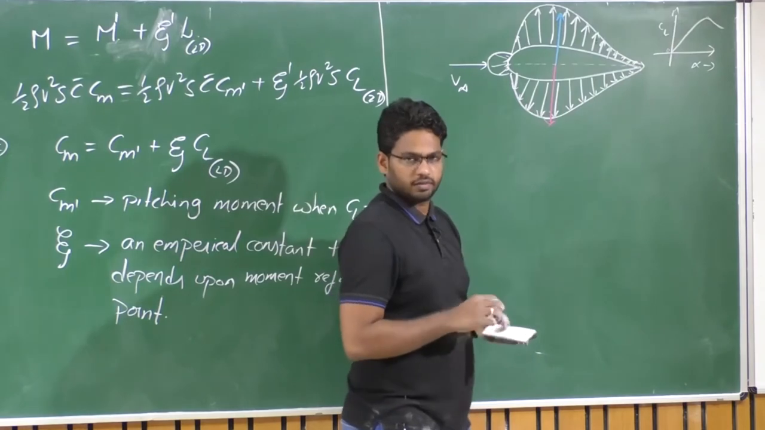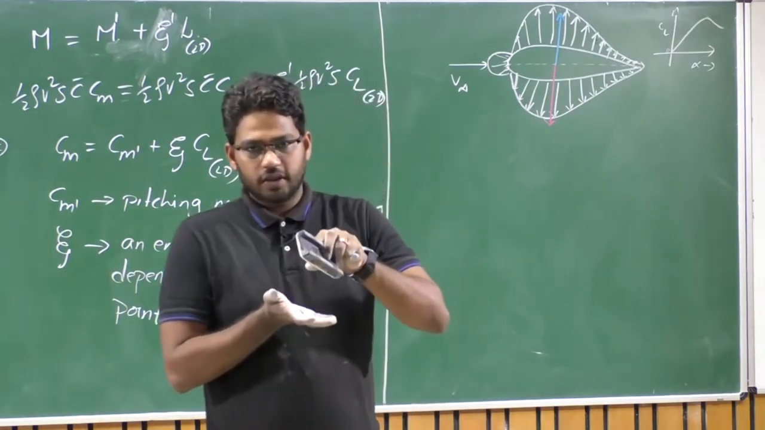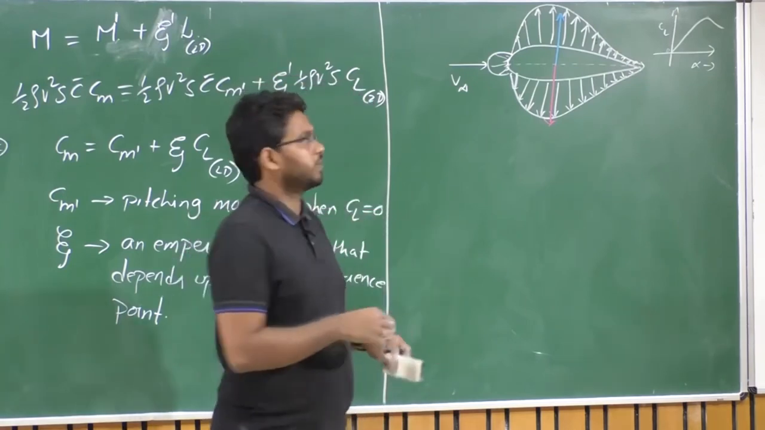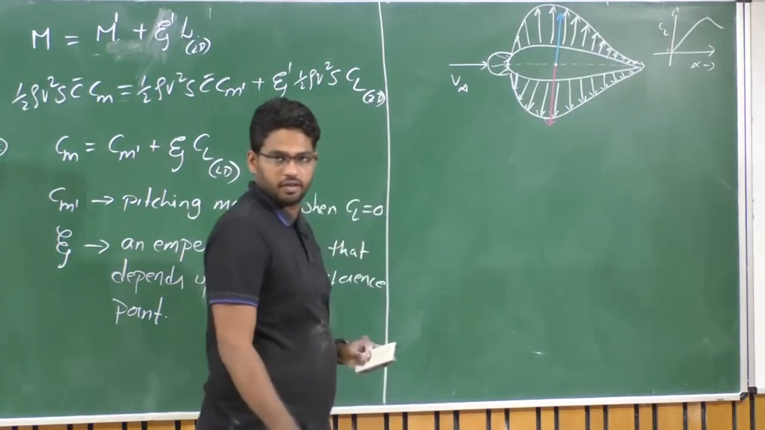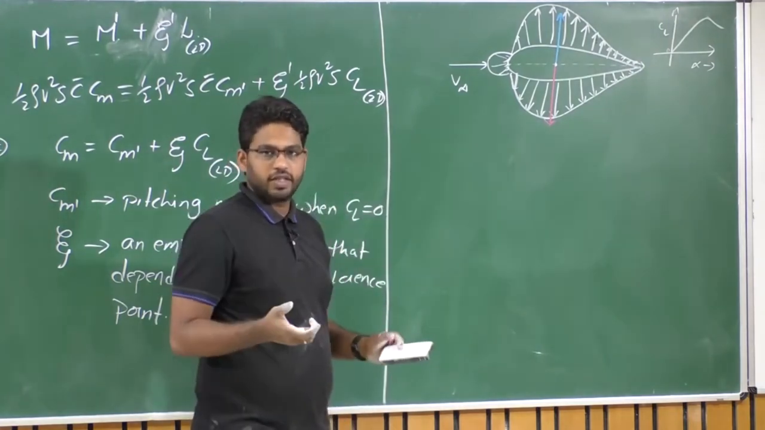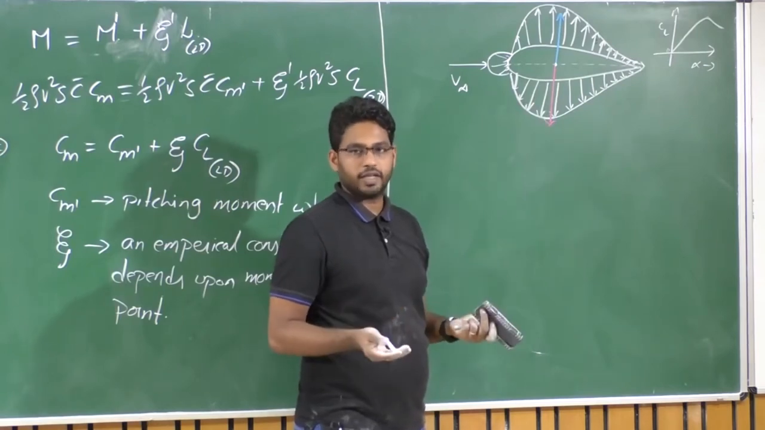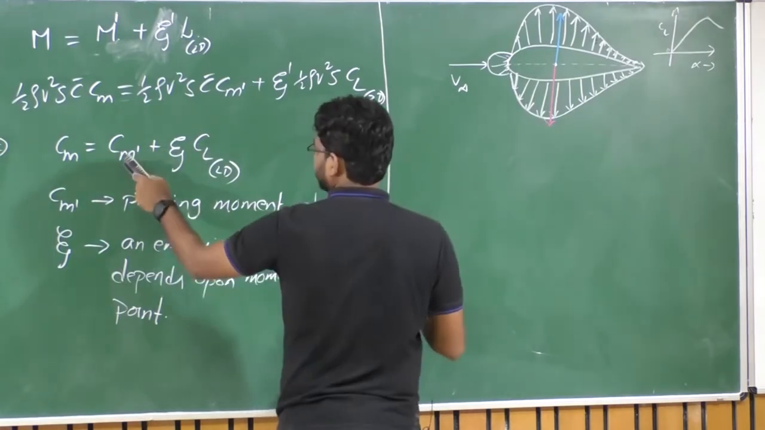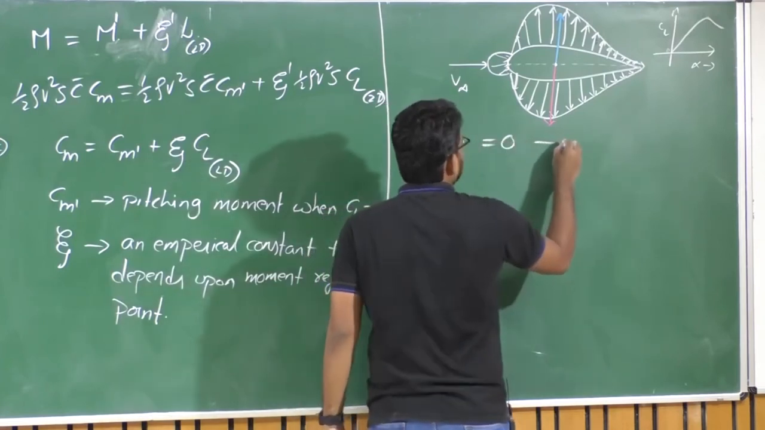Now, when the top and bottom forces are equal for a symmetric aerofoil, these two act at the same point. So when lift is zero and these two are acting at the same point, that means there is no moment as well. So the moment when lift is zero for a symmetric aerofoil is zero.